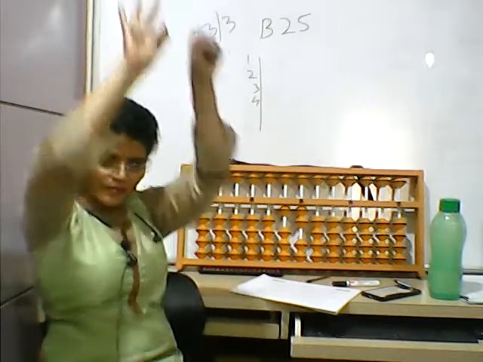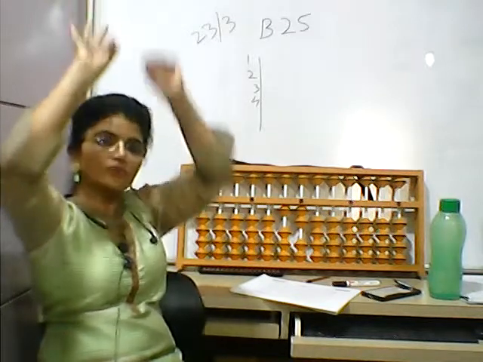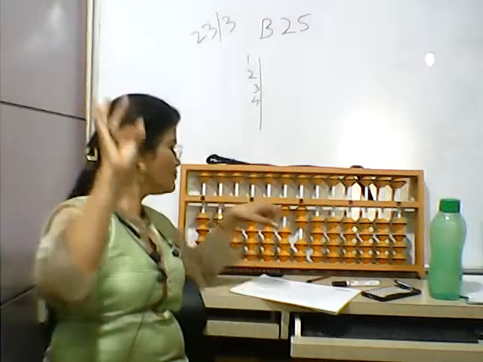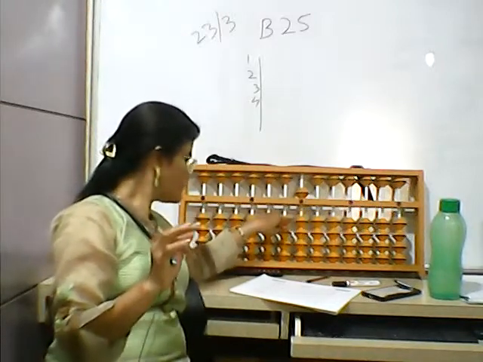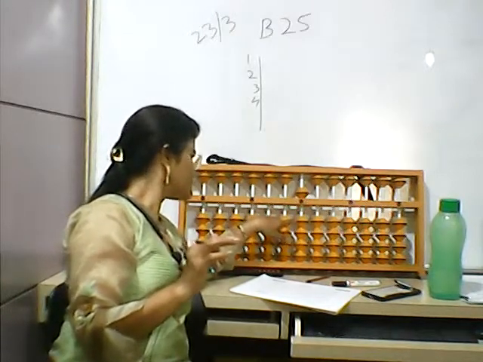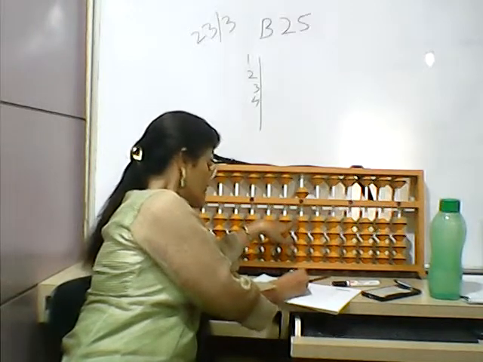Mix complement. Minus 10, plus 5, minus 2. 10 down, 5 down, 2 down. Minus 2, minus 7. So that is, the answer is 5.